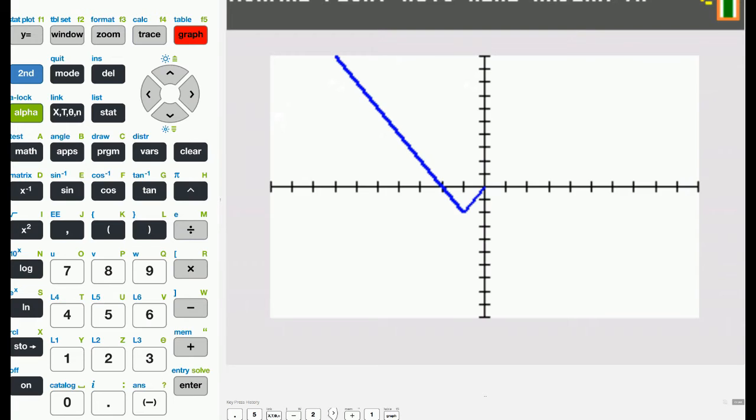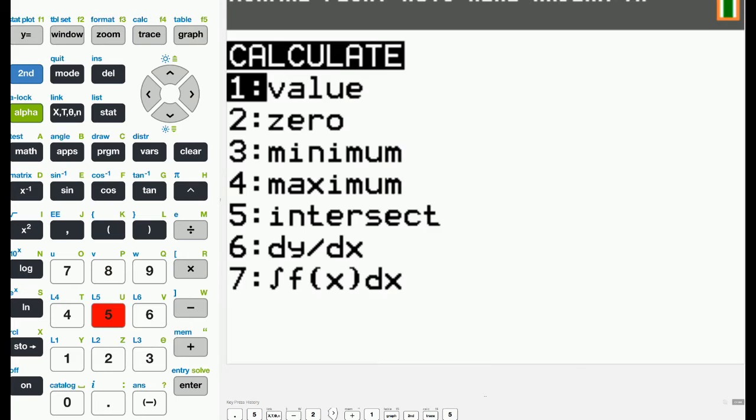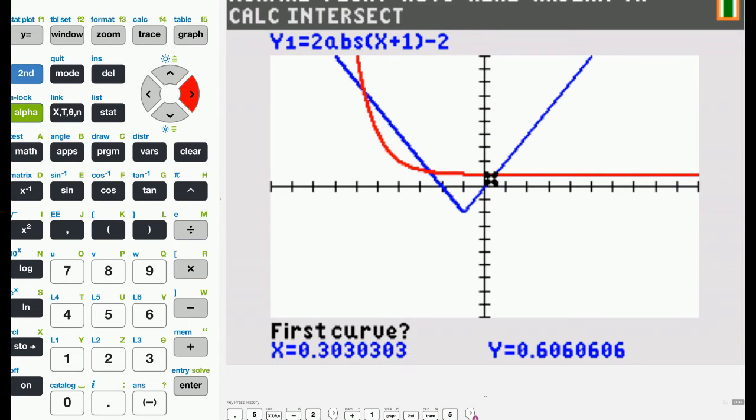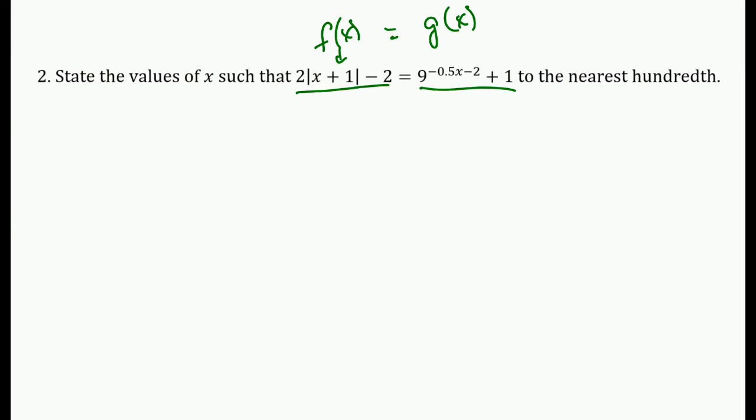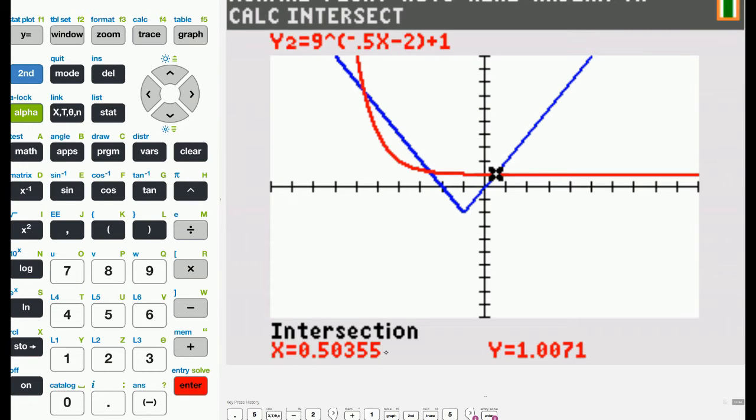Hit graph to see how they look. There's the absolute value function. There's the exponential function. So it happens 3 times. There are 3 values of x that satisfy that equation. So second trace intersect. Move the blinky, Mr. Blinky, close to the intersection point. Hit it 3 times.